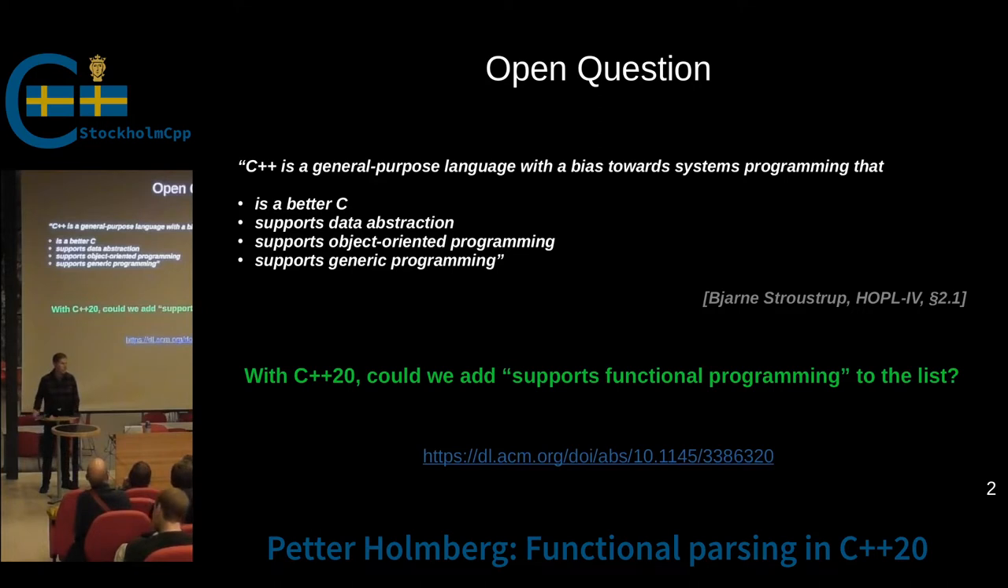C++ is kind of a different language from many other programming languages, I think, because it doesn't promote any particular style of programming or paradigm. In fact, even if you go back to the early 90s and you would ask Bjarne Stroustrup, the creator of C++, what the language was all about, this used to be his standard answer: C++ is a general purpose language with a bias towards systems programming that is a better C, supports data abstraction, supports object-oriented programming, and supports generic programming. And this still holds true today.